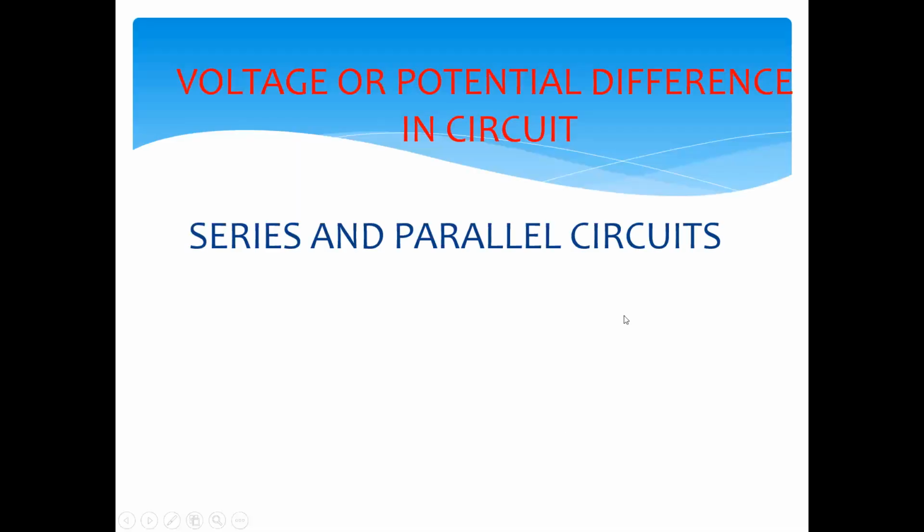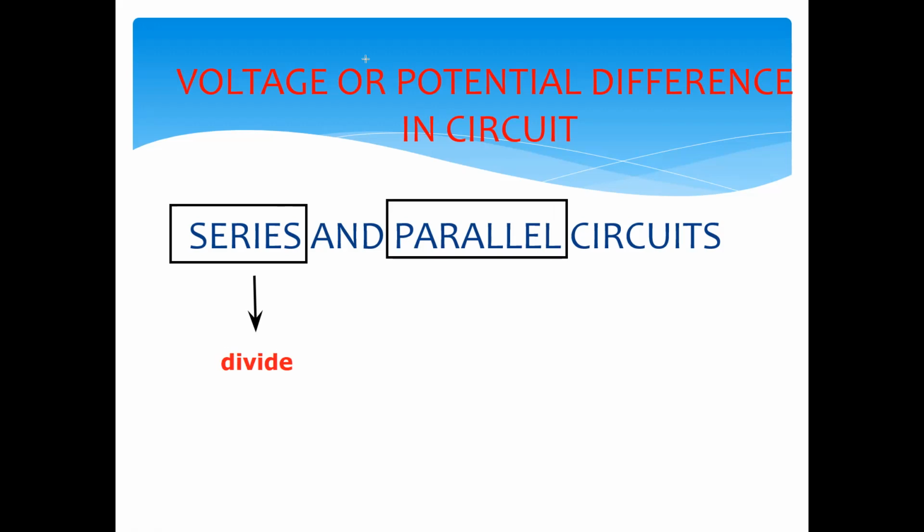Then voltage or potential difference in circuits. When we work out the voltage and potential difference in circuits, in a series circuit the voltage will divide, whereas in a parallel circuit the voltage will remain the same. So it is the opposite of current. The current was the same in series and divided in parallel, but the voltage is divided in series.